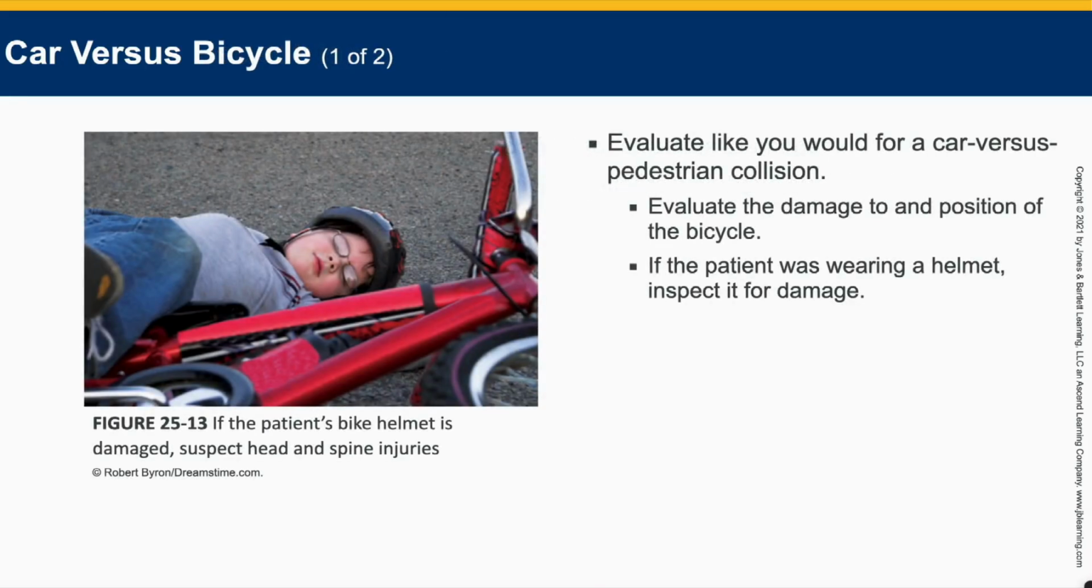Let's look at car versus bicycle accidents, which you should approach very similarly to a car versus pedestrian. This is still a high mechanism, and this patient is very exposed. So you want to evaluate the scene the same way, looking at the damage and position of the bicycle, because that helps tell the story of impact. And one really important piece here is the helmet. If the patient was wearing one, you need to inspect it closely for damage, because a damaged helmet should immediately make you think about head and possible spinal injuries, even if the patient looks okay initially.